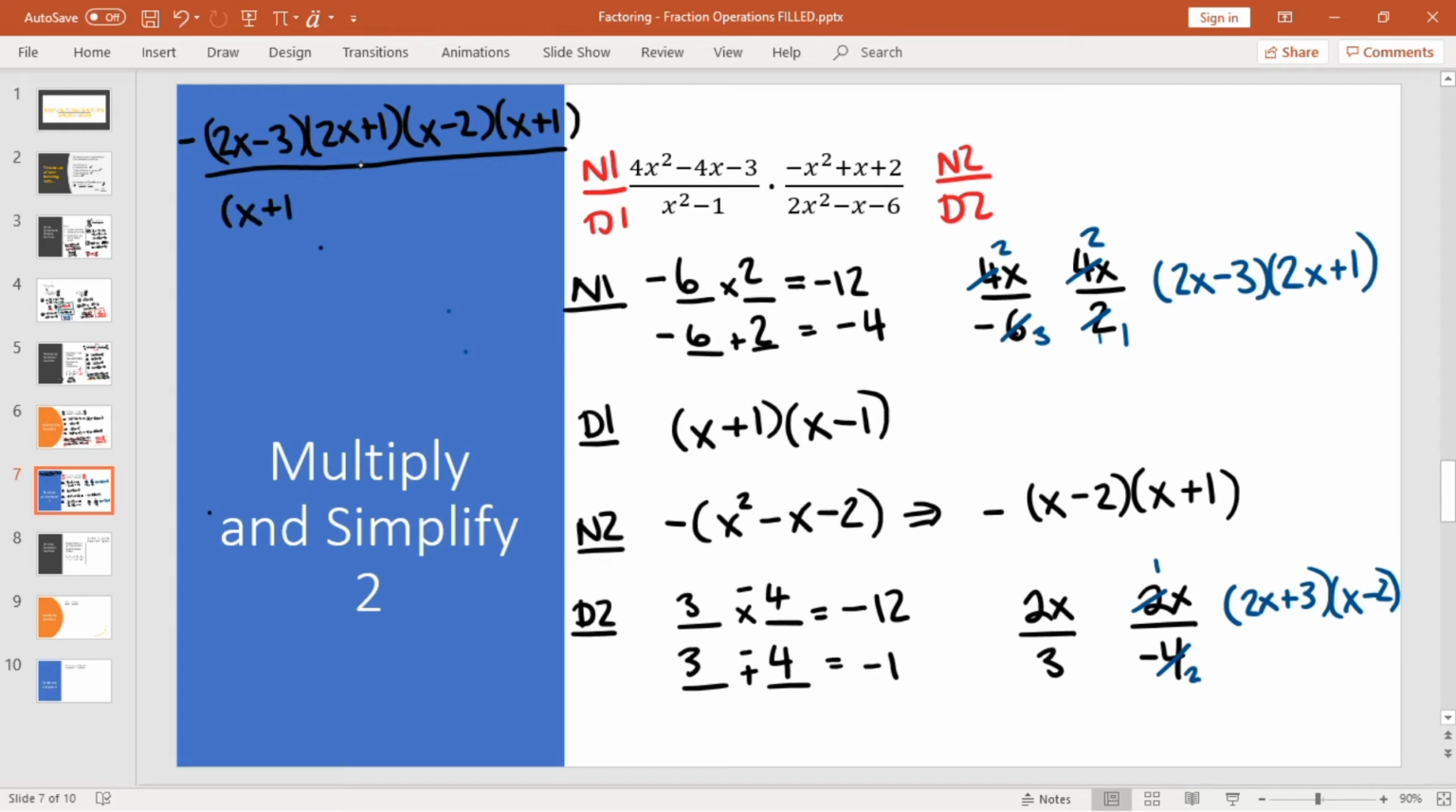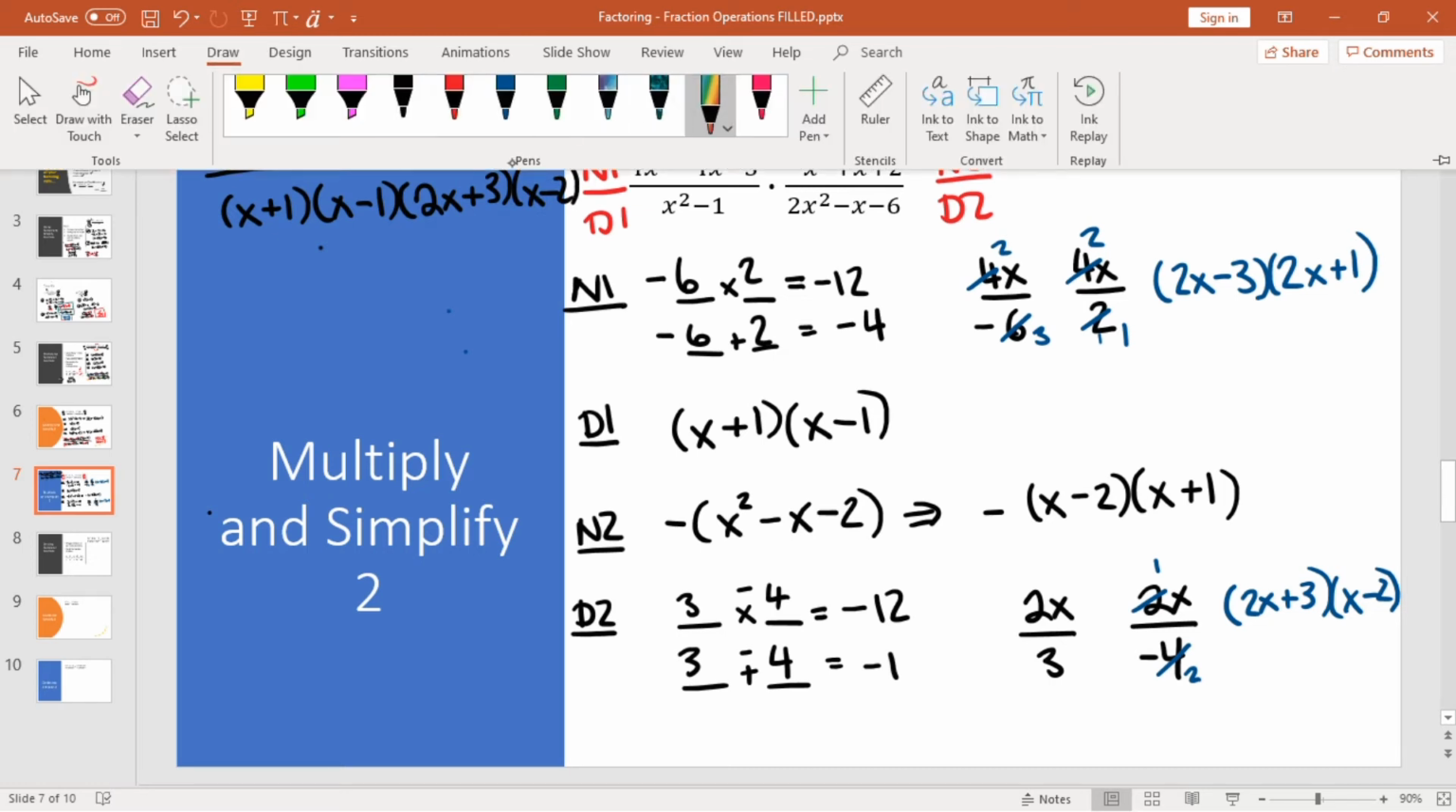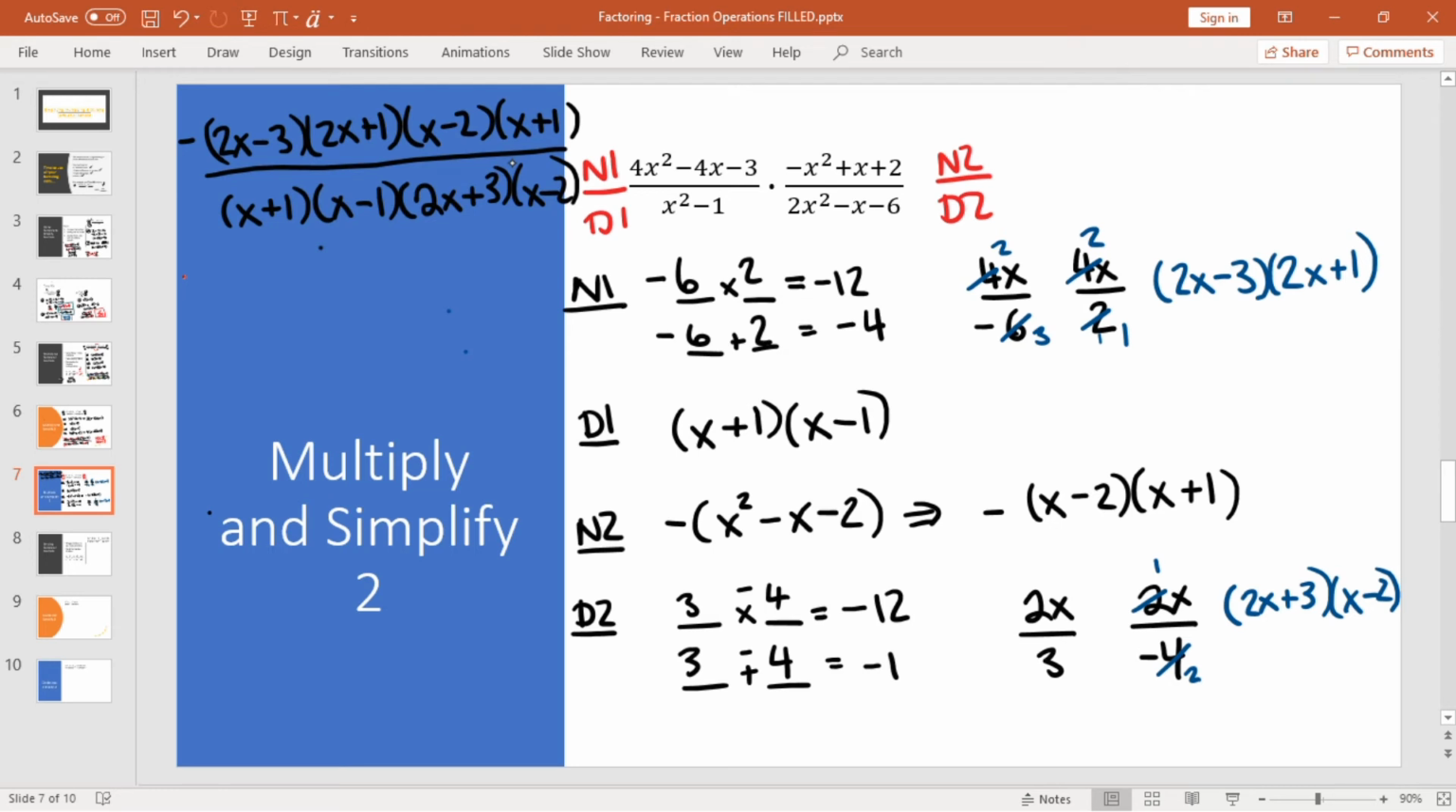X plus 1, x minus 1, 2x plus 3, x minus 2. Okay, some things cancel, perhaps not as much as we wanted to, but we'll get something out of this. So the 2x's are opposite signs, so I can't fix anything there. And in fact, I can't get rid of either of them. So I'm going to cancel here, and here, and here, and here. And it's not great, but it is what it is.